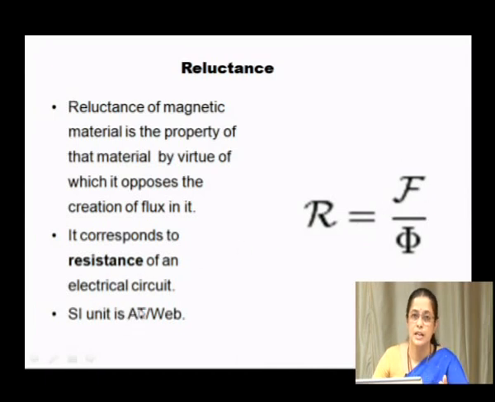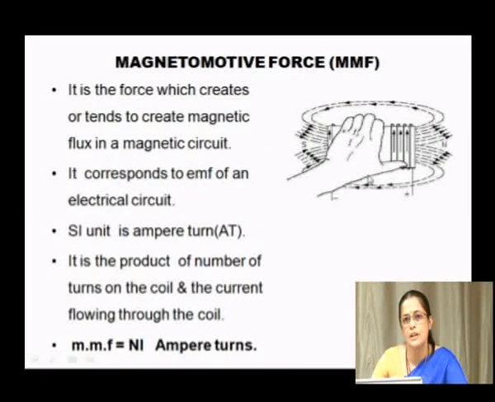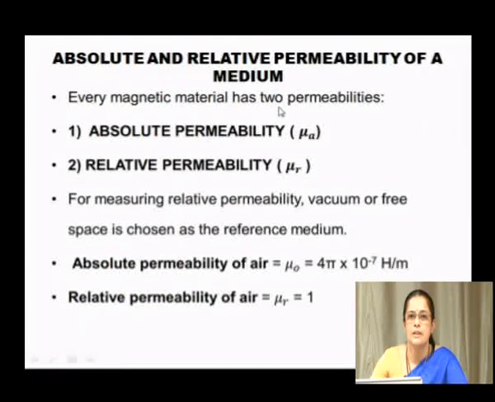Just now we have studied M.M.F is equal to N into I, where N is the number of turns, I is the current through it. You can observe here in the magnetomotive force we just now studied, M.M.F is given by N into I, where N is the number of turns, I is the current, and it is expressed in ampere turns.